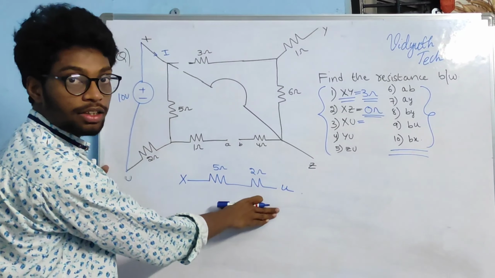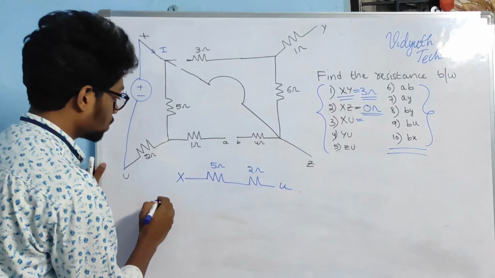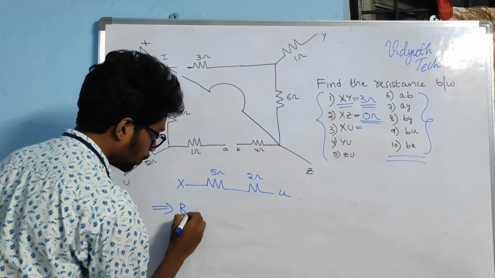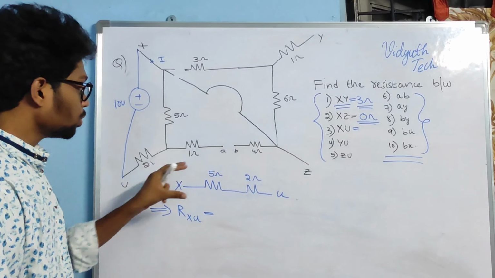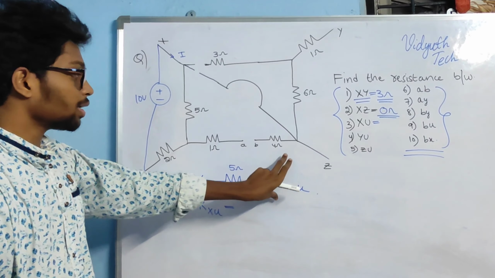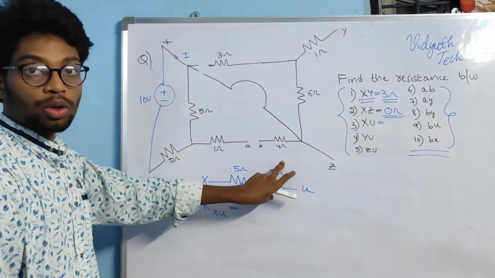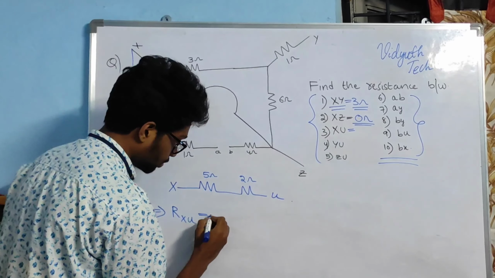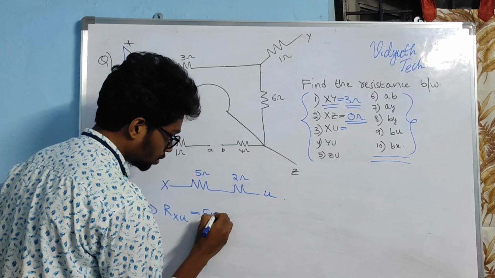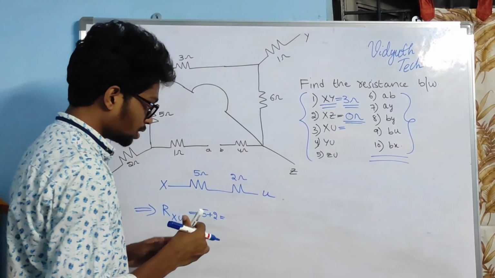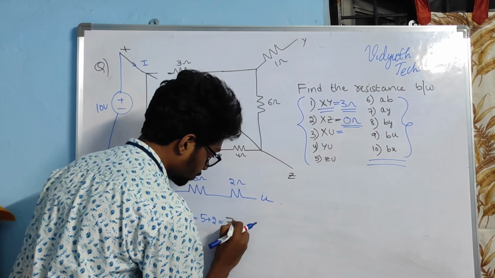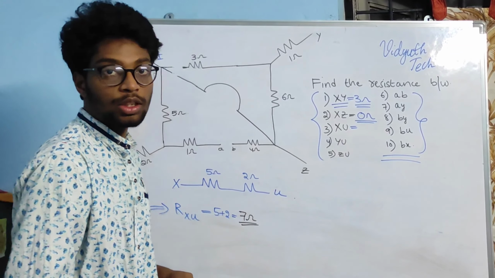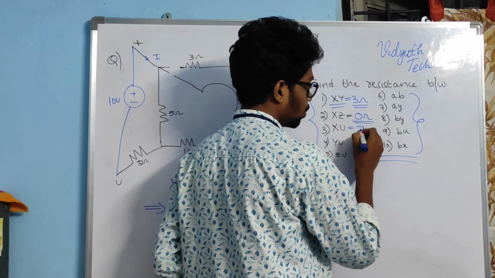Okay, I have to find the equivalent resistance between X and U terminals. So equivalent resistance between X and U terminals will be RXU, that is equivalent to, as these both are connected in series, 5 ohms and 2 ohms. So equivalent resistance will be R1 plus R2. So 5 ohms plus 2 ohms, that is equivalent to 7 ohms. Okay, we got equivalent resistance between X and U terminals of 7 ohms.